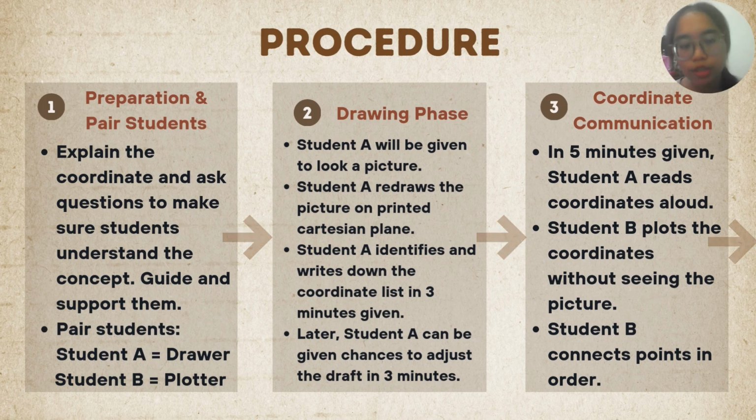For the next step, the drawing phase, student A will be given a picture, and he or she needs to redraw the picture on the printed Cartesian plane. Student A needs to identify and write down all the coordinates in the 3 minutes given. Later, we will give student A 3 minutes to adjust his draft. The third step is coordinate communication. In the 5 minutes given, student A will read aloud the coordinate list, and student B has to plot the coordinates without seeing the picture. After plotting, student B needs to connect the points in order.